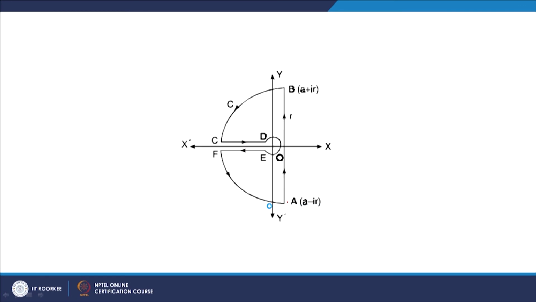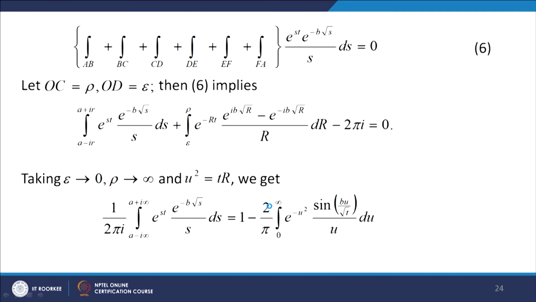rho, this OC equal to rho and OD equal to epsilon, then 6 implies that the integral over a minus i r to a plus i r, e to the power st e to the power minus b root s over s ds, and the integral over epsilon to rho, this minus 2 pi i is equal to 0.